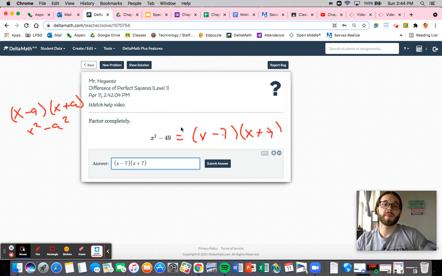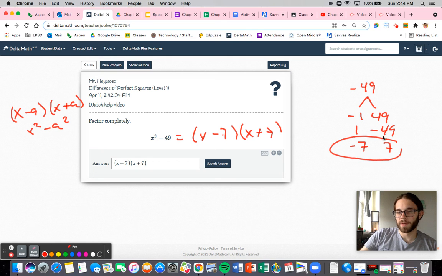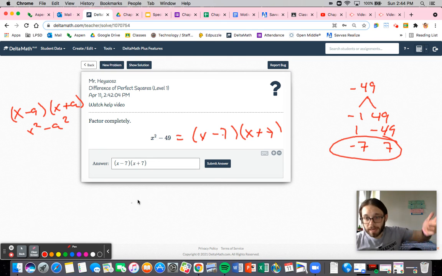And to illustrate what I mean by that, of course it'll work, right? So if I look at this, I have to find factors of negative 49 that add up to 0. What are my factors of negative 49? Right, I have negative 1 and 49. Well, that clearly doesn't work. I have 1 and negative 49, which again still does not work. I have negative 7 and 7, which already works right there. So ultimately, your answer just ends up being x minus 7, x plus 7 anyway.